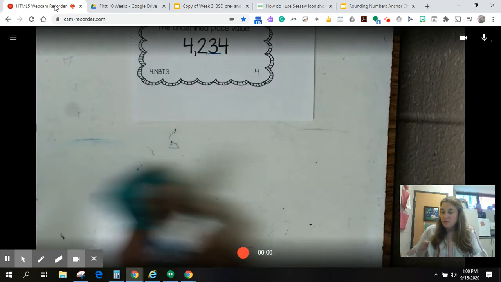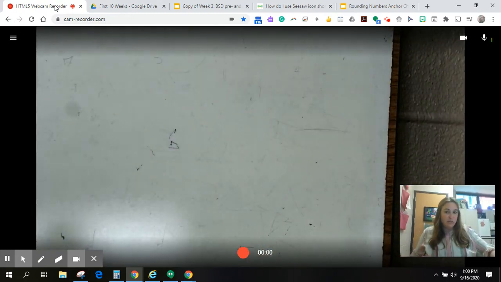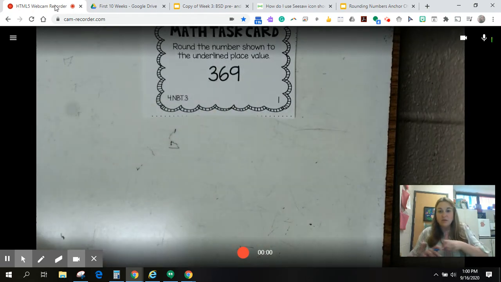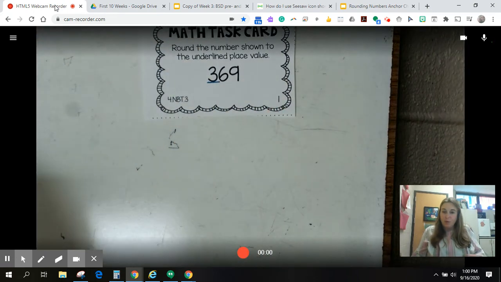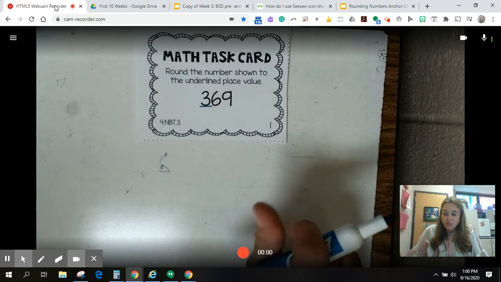Okay. Let's step it up. I think those are pretty easy. Here we go. I'll even underline. I know it's hard to see. Ooh, what are we going to round to now? We were rounding to the nearest 10. Now we're going to round to the nearest 100.